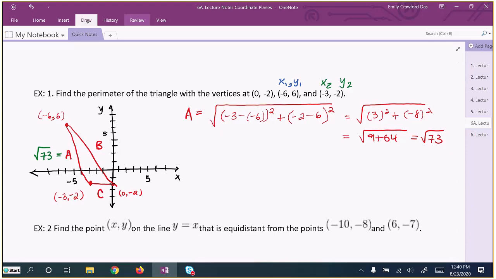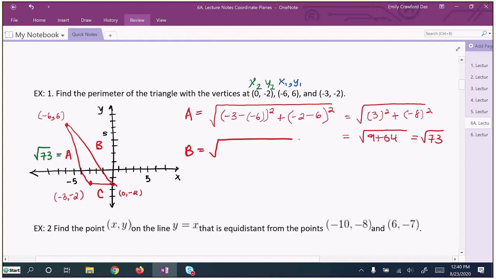Very good. Now let's find B. I'm going to repeat the exact same steps, except I'm going to change which points. B is the distance between -6, 6 and 0, -2. So instead of calling this one x2, y2, I'll call this one x2, y2, and repeat the same process of just plugging them into the distance formula.